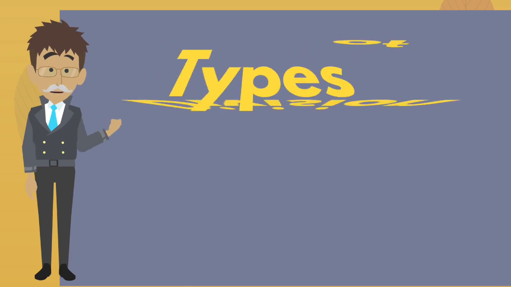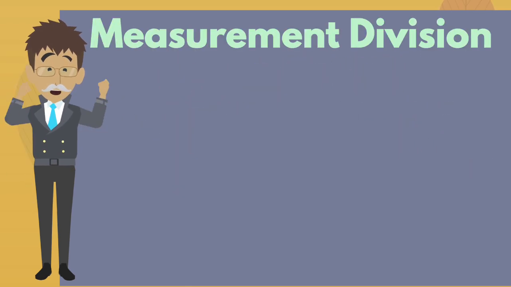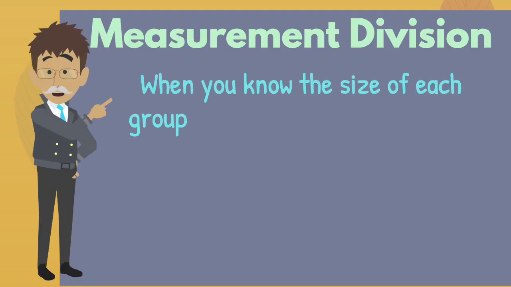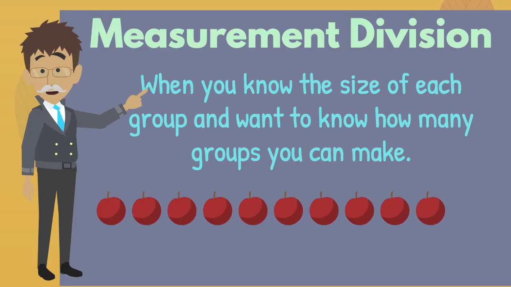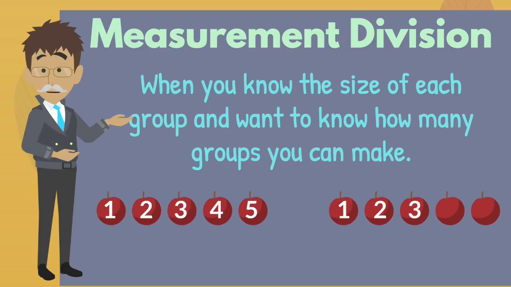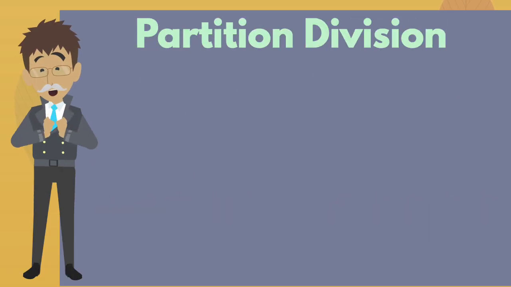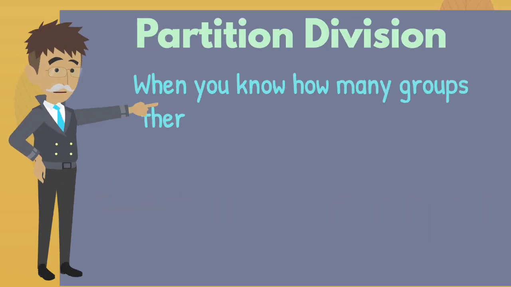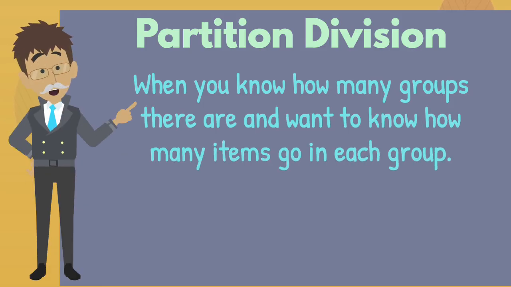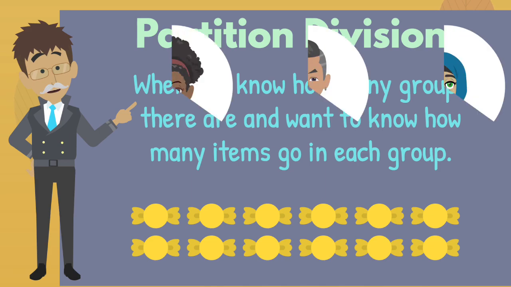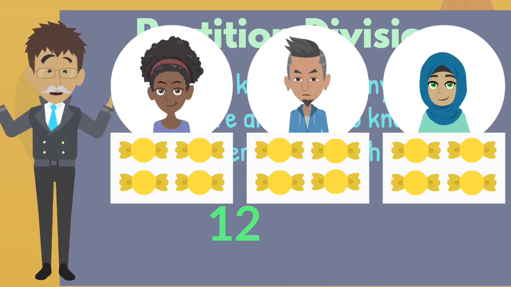There are 2 main types of division situations. Measurement division, or repeated subtraction, is when you know the size of each group and want to know how many groups you can make. For example, 10 apples divided into groups of 5 apples gives 2 groups. Partition division, or fair sharing, is when you know how many groups there are and you want to know how many items go in each group. For example, you have 12 candies and want to share them with 3 friends. Each friend gets 4 pieces because 12 divided by 3 is 4.